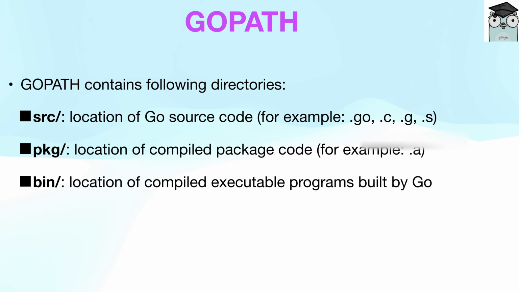As we stated earlier, GOPATH is the root of your workspace and contains the following folders. src. This is where your Go source code files live. For example, files with extensions .go, .c, .g, .s, etc. pkg. This is where the compiled library packages live. For example, files with extension .a. bin. This is where the compiled executable programs built by Go live.